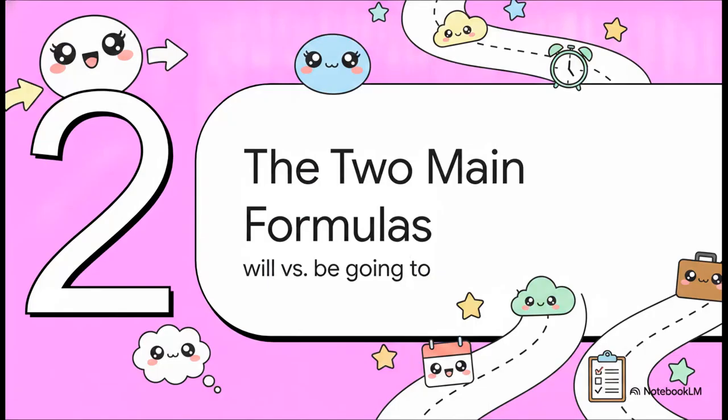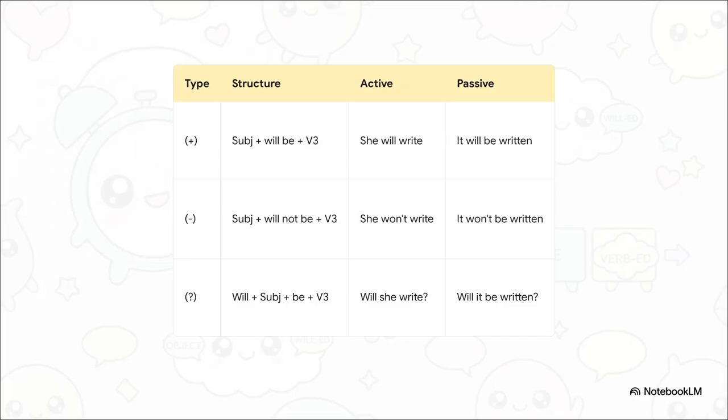Moving right along to section 2, the two main formulas. Now, what's really interesting here is how we actually build these things for the future. You've got two main pathways. The first one uses will, which is perfect for spontaneous decisions, predictions, or promises. Honestly, just treat these formulas like cute visual Lego blocks snapping together. For a positive sentence, you take your subject, snap on will be, and add your verb 3. So, she will write the report becomes the report will be written. For a negative, you just slide a not right in the middle. The report will not be written.